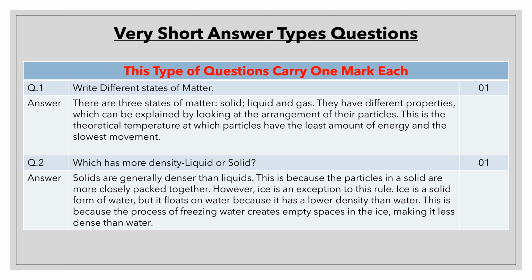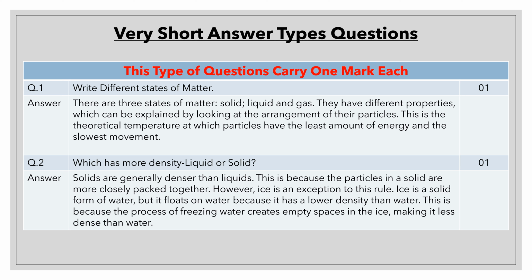Let's start with question 1. Write different states of matter. Answer to the question is, there are 3 states of matter: solid, liquid and gas. They have different properties, which can be explained by looking at the arrangement of their particles. This is the theoretical temperature at which particles have the least amount of energy and the slowest movement.